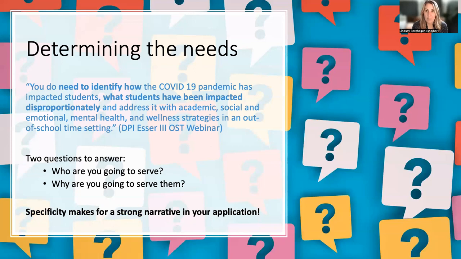And to that end, being really specific, I'm going to target this very specific subgroup of students for this very specific reason. Here's all of my data that tells me that we've got a problem here, makes for a really strong narrative in your application. That's the kind of thing that gets funded. That's just good grant writing tips in general. The more specific you can be, the easier it is to really sort of focus, tell a good story, make a strong case, and then also to track the impacts of what you've done.